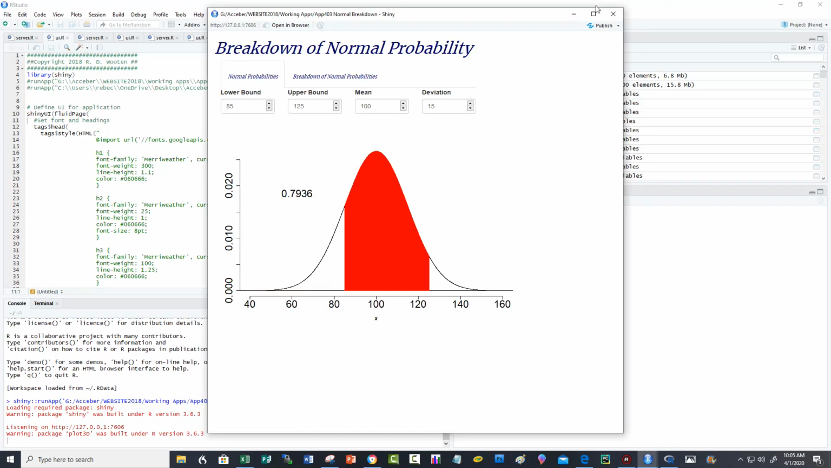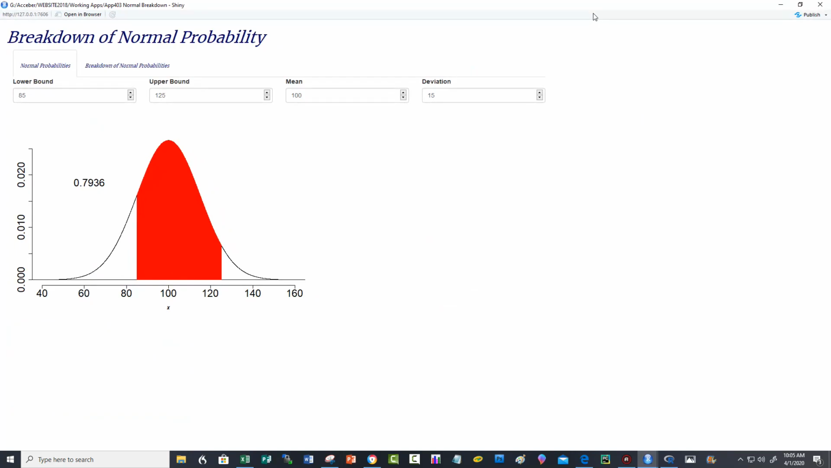Alright, so this is our normal probability distribution. Now this is kind of what I'd like to be able to get you to use, because not only does it visualize it for you, it gives you the answer. Notice it's very similar to what we had before. Let's put the same answer in.